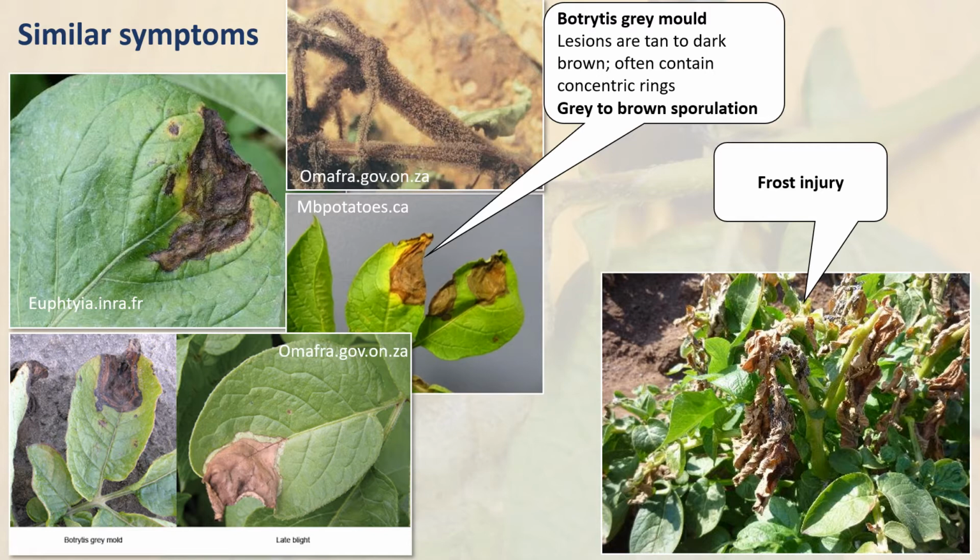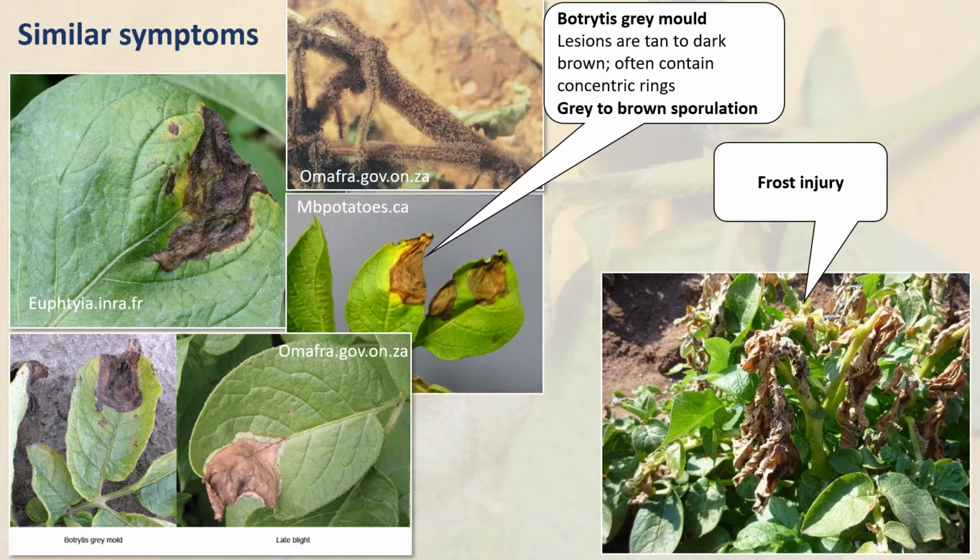Late blight is often easily confused with botrytis grey mold on potatoes. So I've given you some photos of botrytis grey mold. The primary difference here is that botrytis often forms concentric rings on the leaves, which late blight does not do. But the other most prominent difference is that the sporulation of botrytis is a dark brown to a grey sporulation, whereas that of Phytophthora is white.